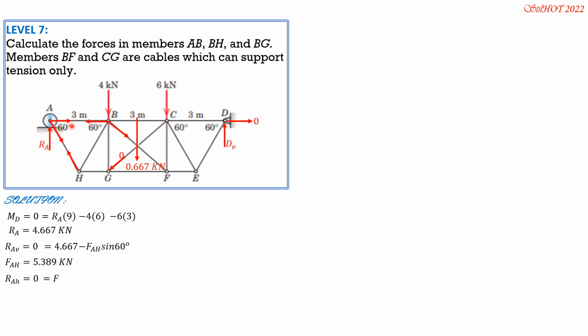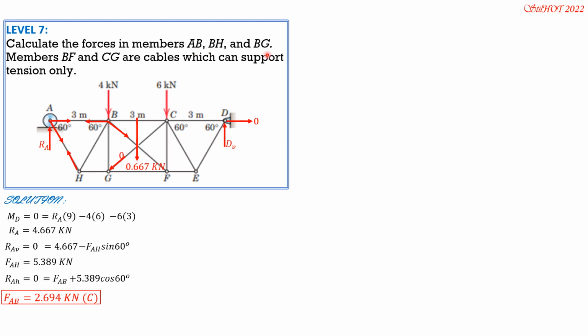Then we have FAB, plus the horizontal component of FEH, which is 5.389 cosine of 60 degrees. Therefore, FAB is negative, and it is a compression force, 5.389 cosine 60, 2.694 kilonewtons compression.